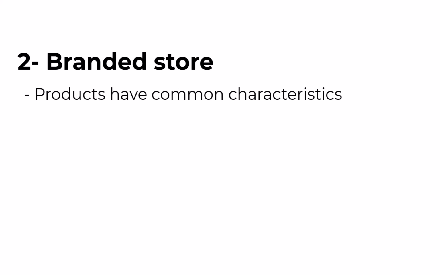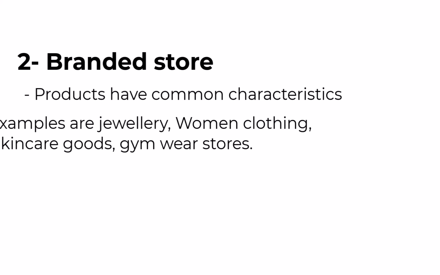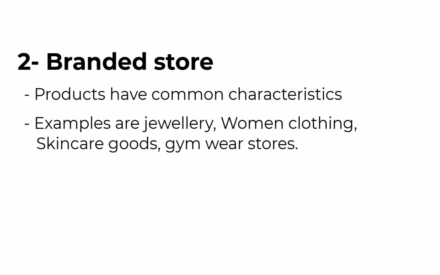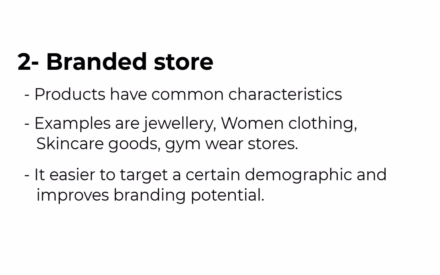The second type of dropshipping stores is branded store. Products that have a common characteristic are sold in this kind of stores, such as jewelry, women's clothing, organic skincare goods, gym wear, and so on, which makes it easier to target a certain demographic and improves branding potential.